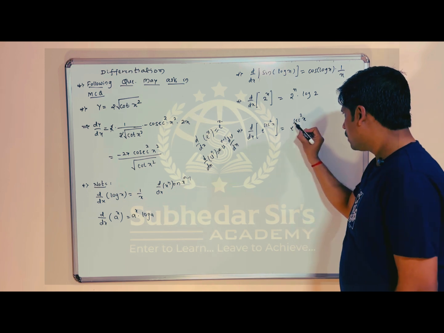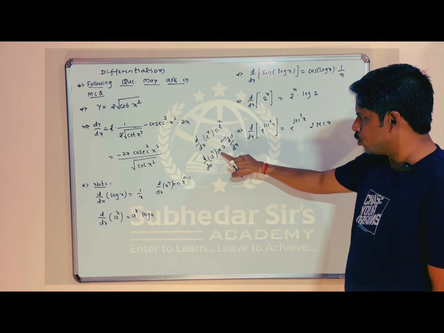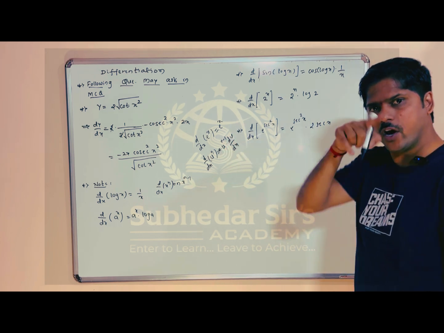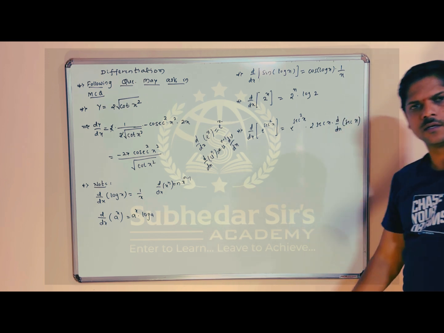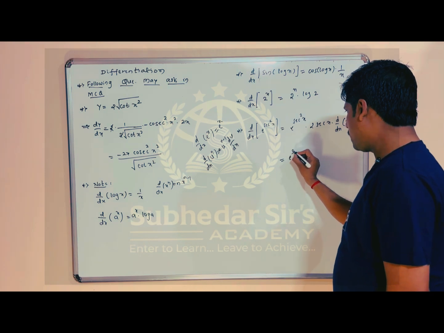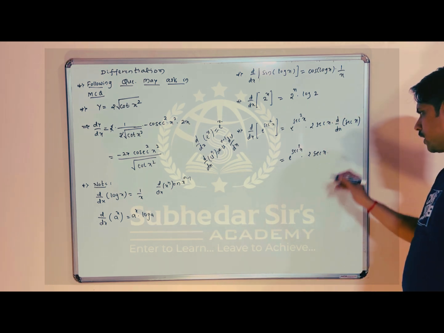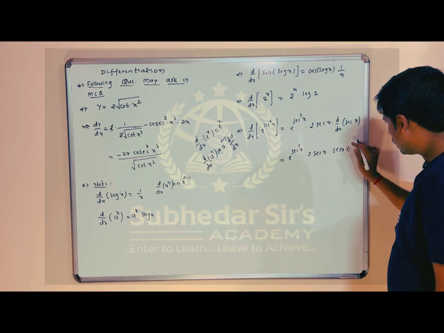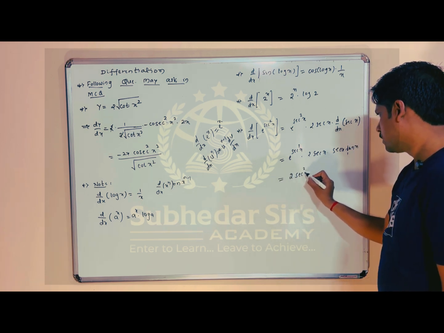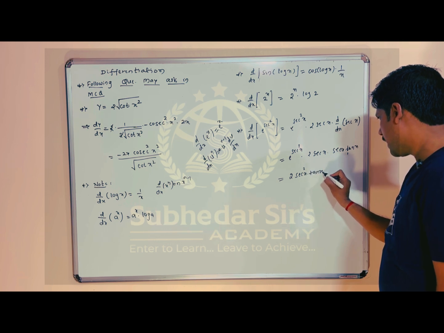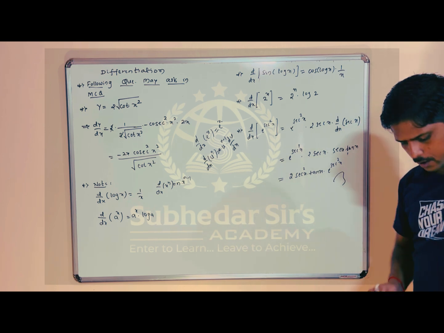In place of u we have sec x. So this is into 2 into sec x, that is n into u to the power n minus 1. Again we have to differentiate d by dx of sec x, right? So e to the power sec square x into 2 sec x, and the differentiation of sec x is sec x into tan x. So the solution is 2 sec square x tan x into e to the power sec square x, which is the solution of the given differential equation.